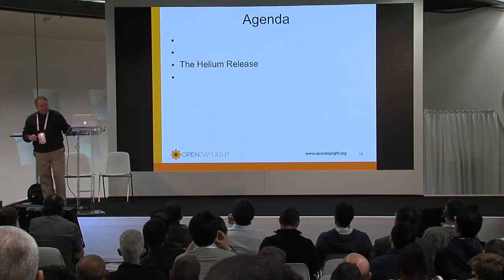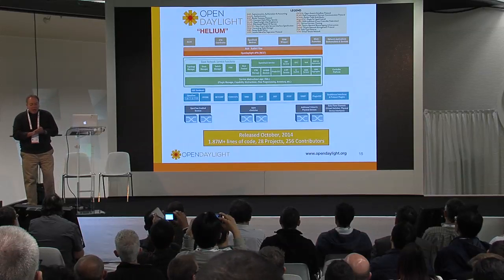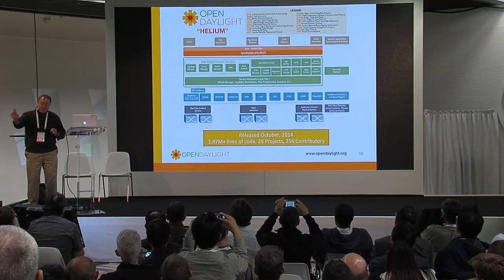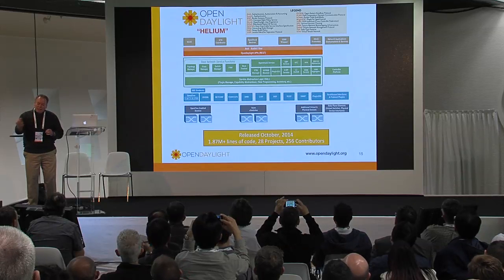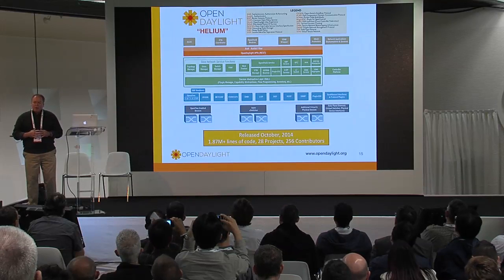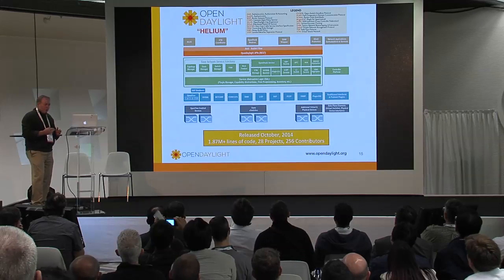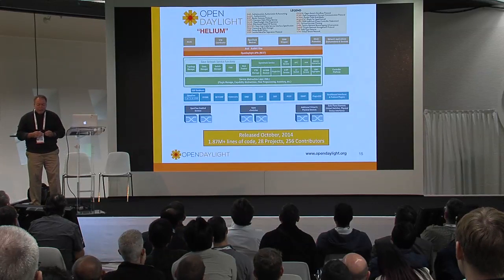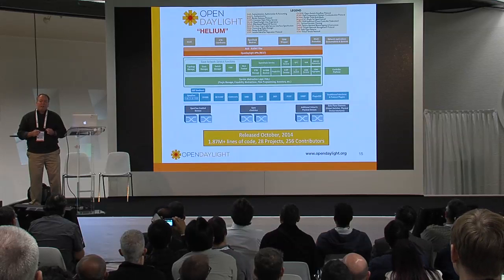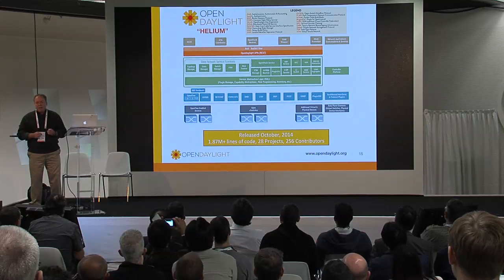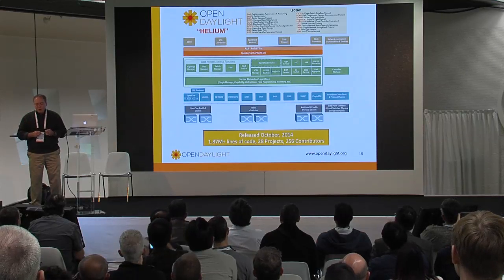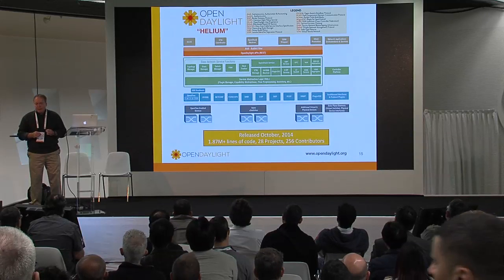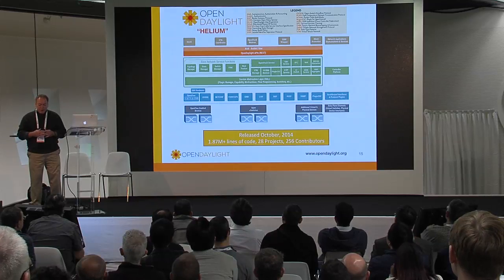So talking about the Helium release in particular, this is the architectural diagram. Again, if you kind of map out the application space on top, the services space in the middle, and then the blue boxes down along the bottom are the southbound protocols that we support. So Hydrogen, as well as Helium, have specifically an OpenStack service that interfaces to the ML2 mechanism driver for Neutron. And underneath that, we have a variety of virtualization technologies that can be chosen, one or the other.